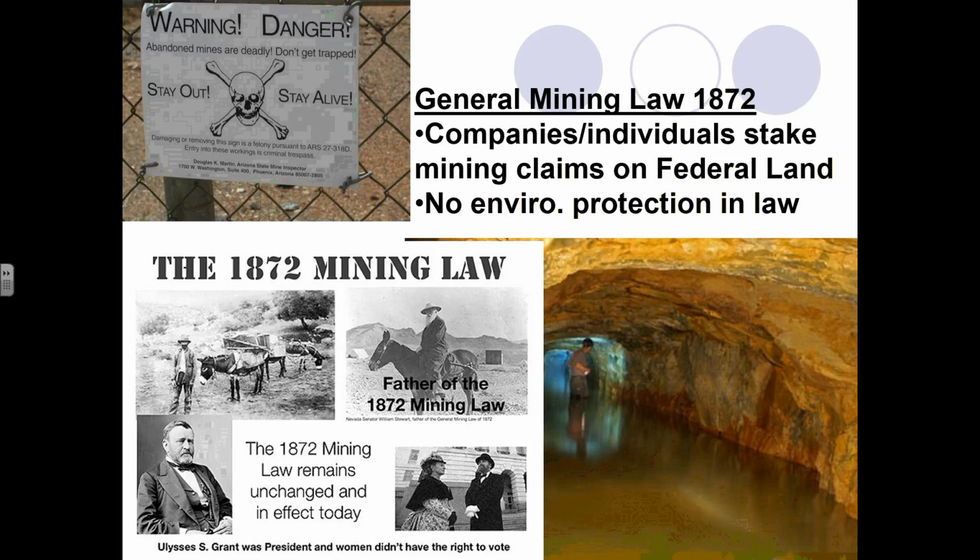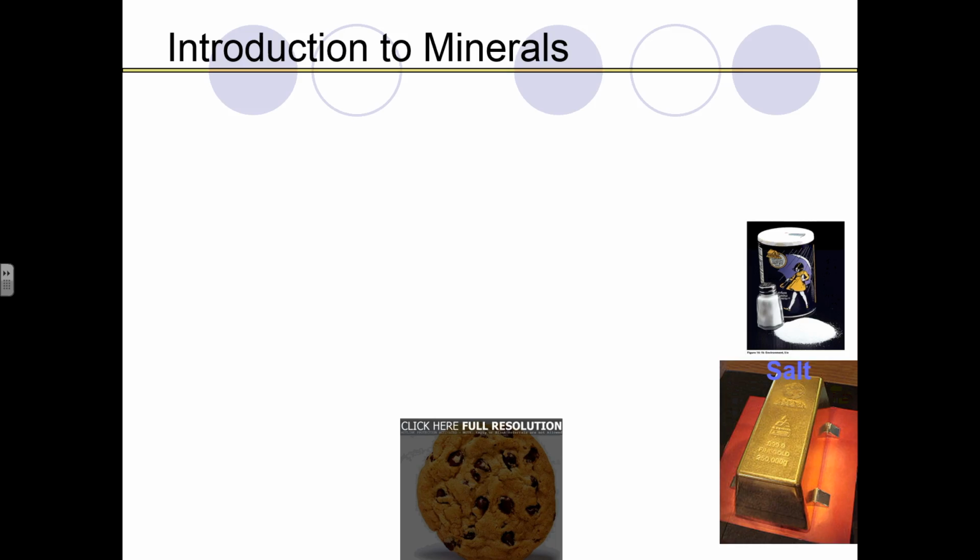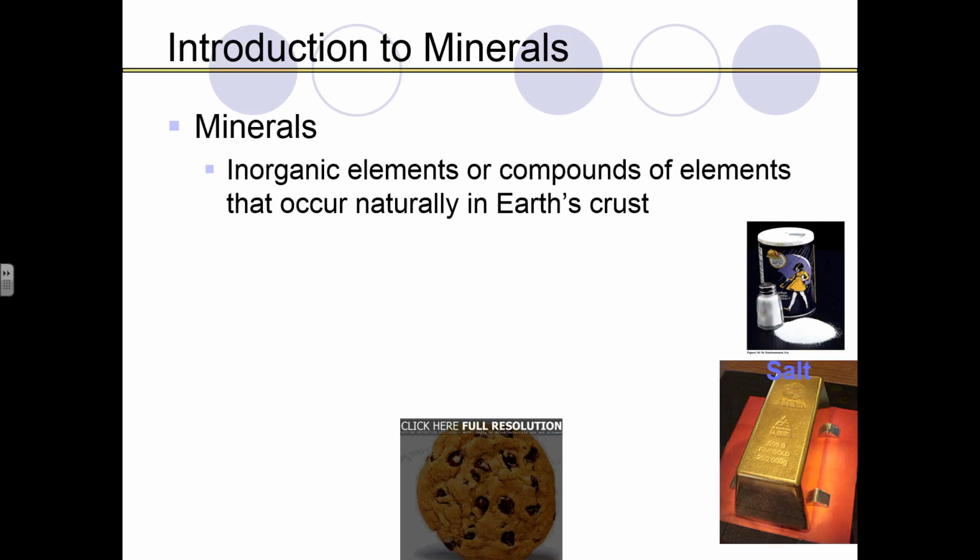Okay, so what is a mineral? Minerals are essential for us and for plants. We've talked about minerals for plants like phosphate and nitrate, so those are just some examples. But here's your definition: inorganic elements or compounds of elements that occur naturally in the Earth's crust. Again, they're non-renewable, meaning that once they're gone, they're gone for good.